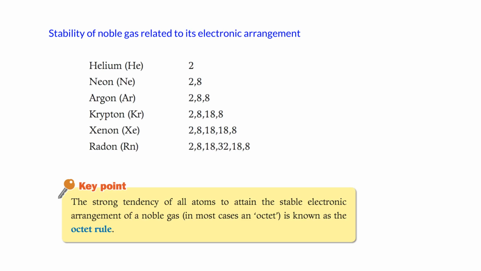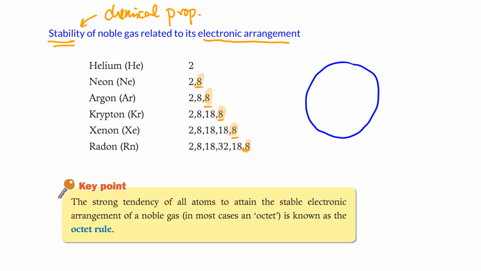So why is the noble gas so stable? It's all because of the electronic arrangement. Stability is also related to chemical properties. They simply have no chemical reactivity. Why don't they have chemical reactivity? Because of the octet structure that they have. Now you can have a look, except for helium, neon, argon, krypton, xenon, and radon all have 8 electrons in the outermost shell.